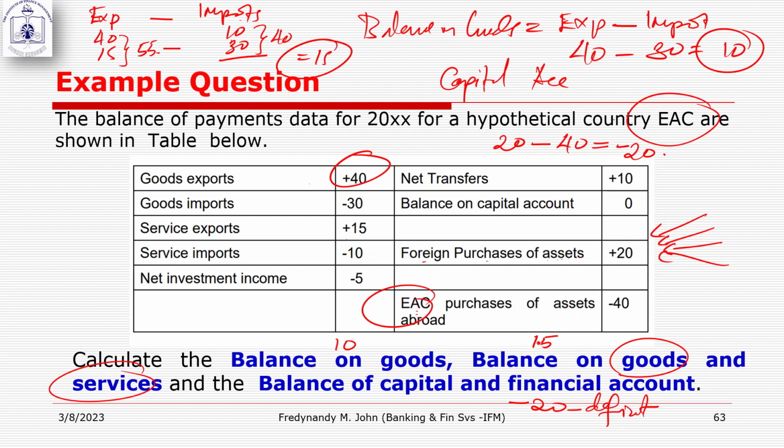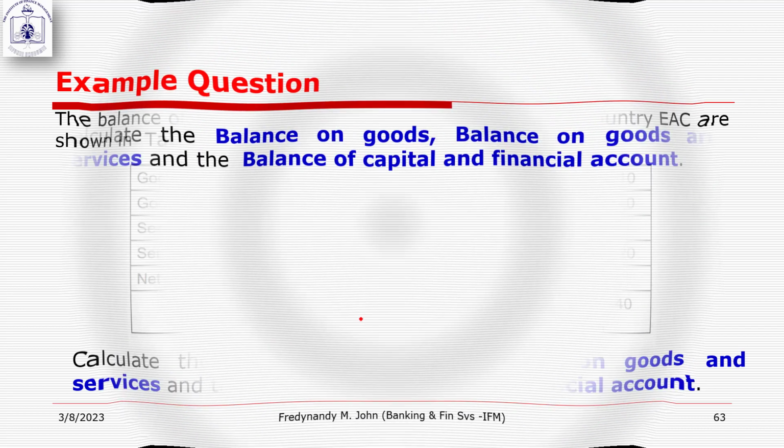Balance on goods and services is a positive 15. It is a surplus. And the balance on goods again is a surplus because it is positive 10. That's how we deal with a question that appears like this.